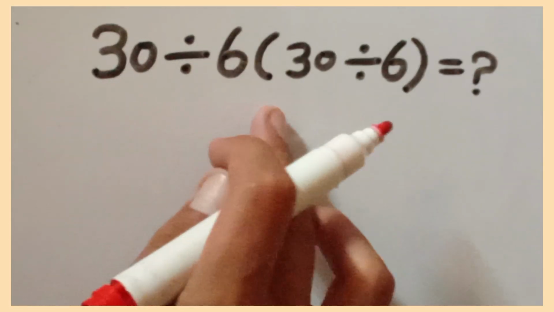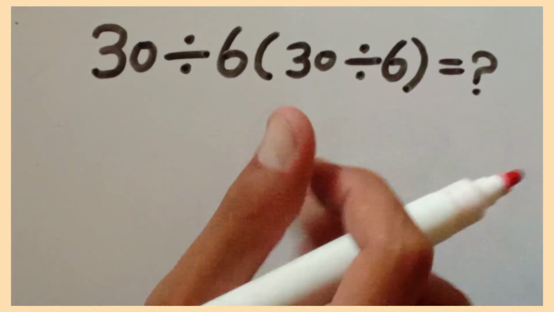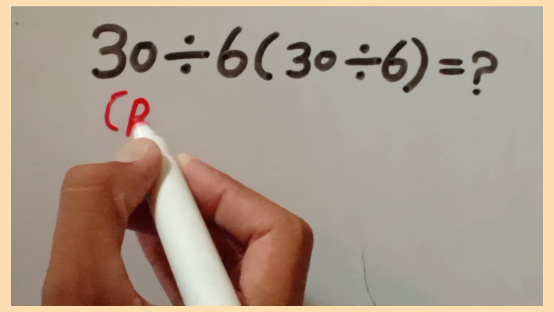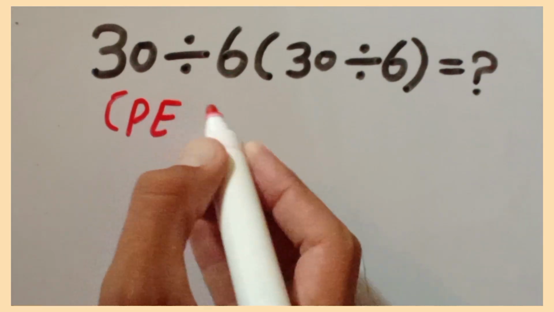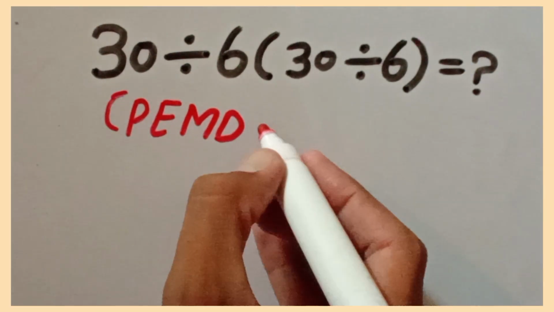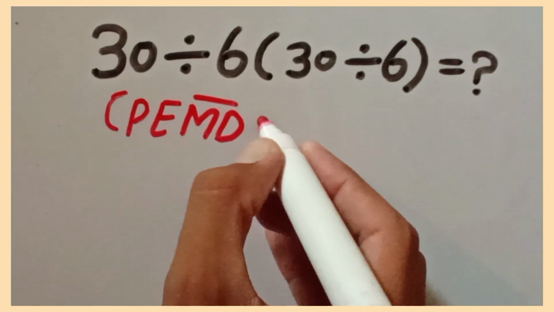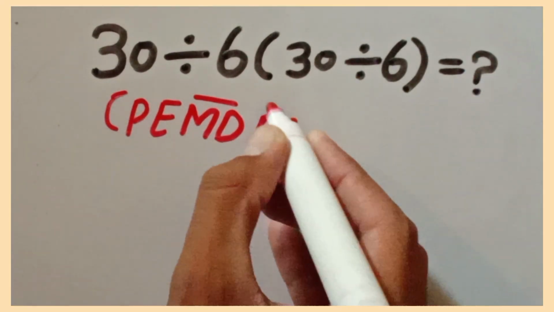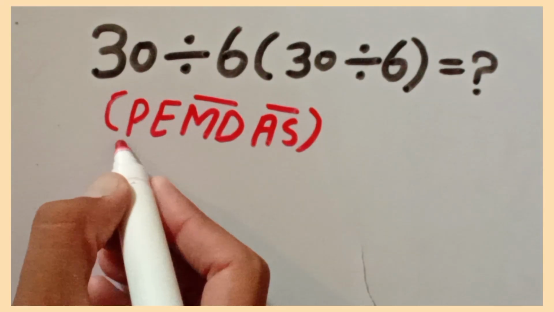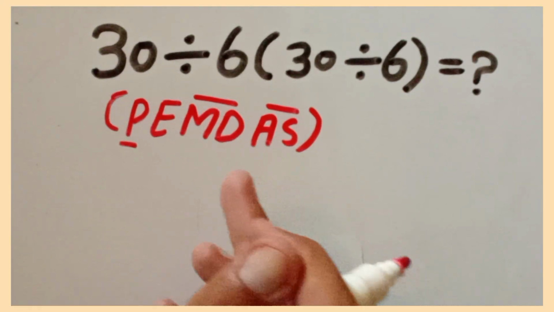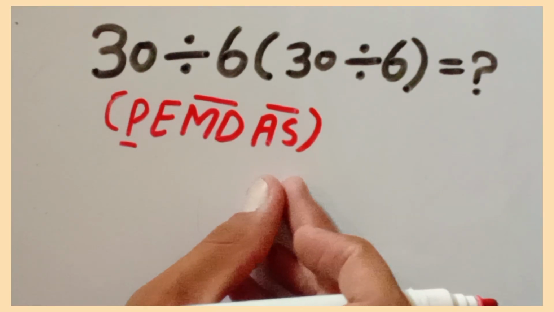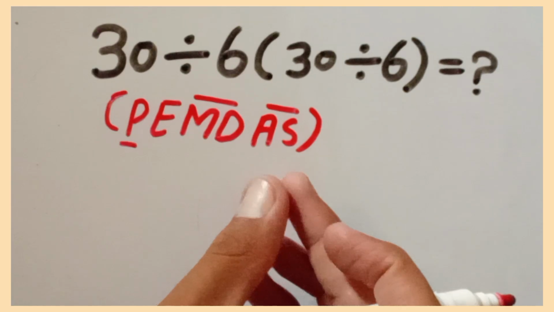So in this expression parentheses are included. So we should all know about PEDMAS, where P stands for parentheses, E stands for exponent, M and D stand for multiplication and division, A and S stand for addition and subtraction. In PEDMAS, parentheses have higher priority than other operations. Multiplication and division have higher priority than addition and subtraction, and we have to go from left to right.